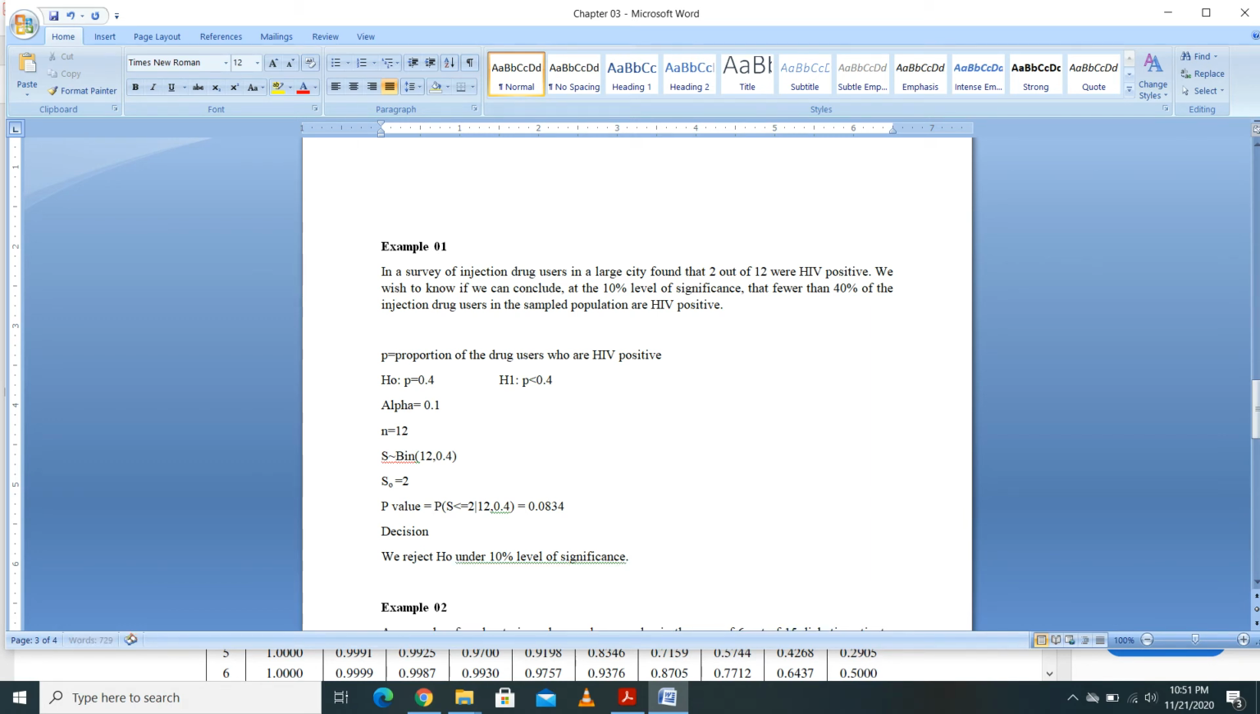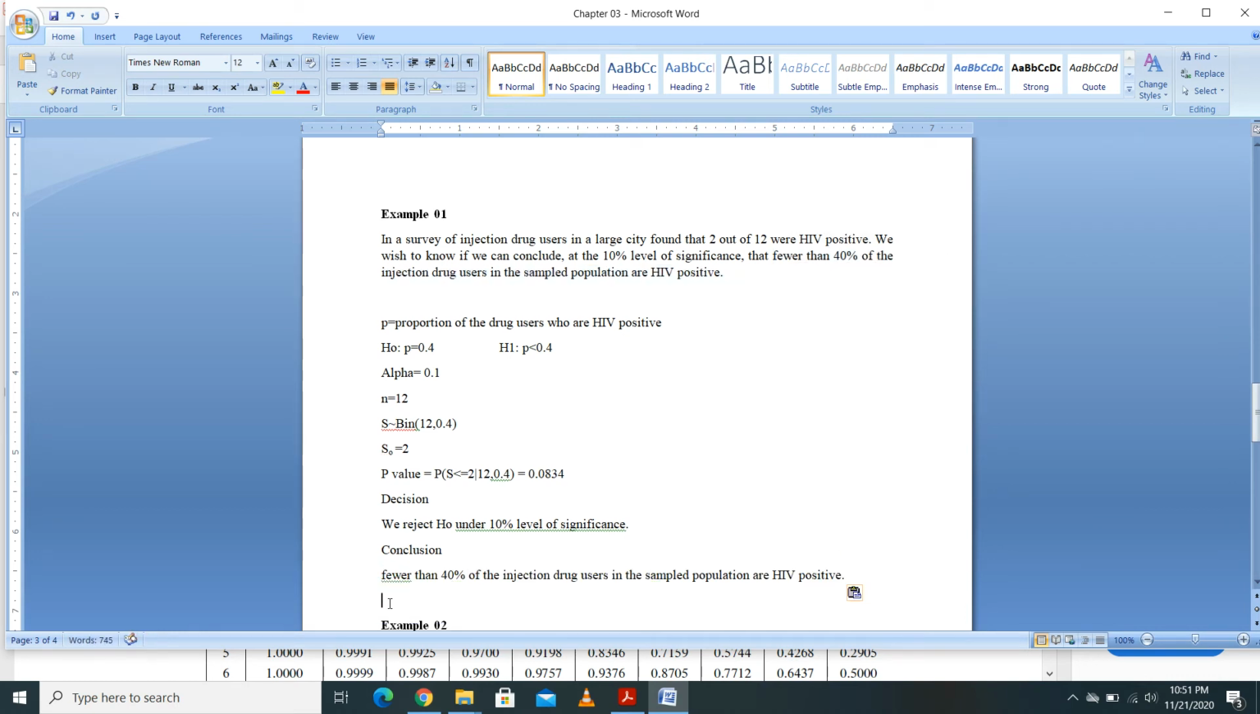So what is our conclusion? Then we can write down our conclusion. So our conclusion is fewer than 40% of the injection drug users in the sampled population are HIV positive, because that was our claim. So the claim is correct. So we can conclude that fewer than 40% of the drug users in the sample population are HIV positive.